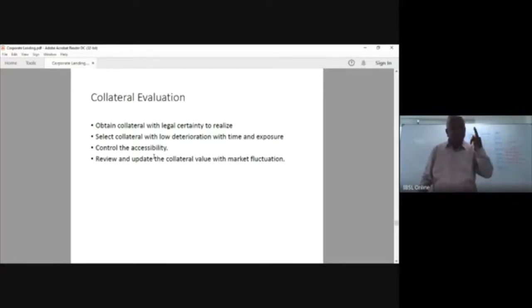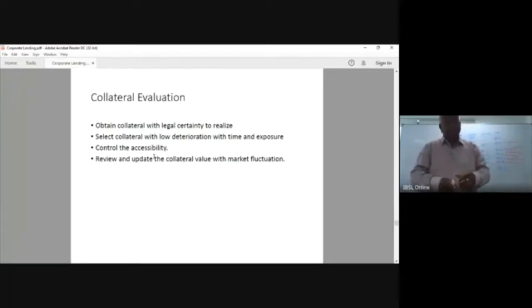Select collateral with low deterioration with time and exposure. That is, if you are granting a medium or long-term loan, then of course you must take a property mortgage. If it is a property mortgage, then the deterioration is maybe not there. Control the accessibility. So you must always be in a position to go and inspect the collateral.